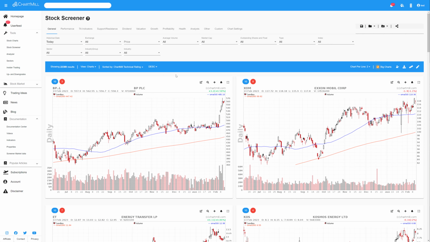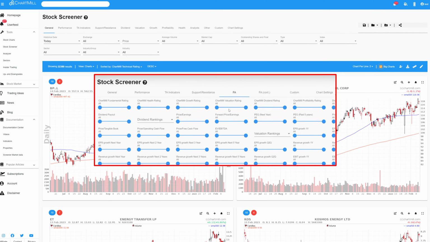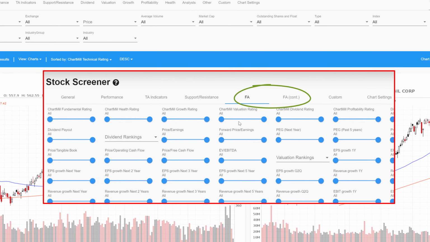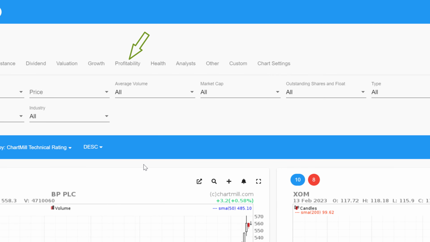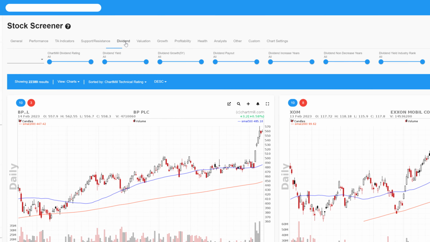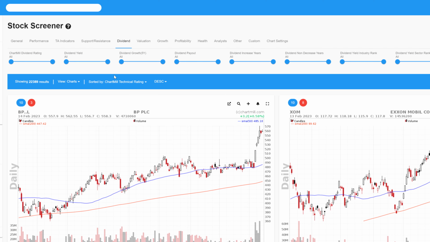All the fundamental filters that used to be grouped under a general fundamental folder have now been split into several categories, being health, profitability, growth, valuation, and so the dividend filter section has also been moved to a separate category. Click the Dividend tab to get an overview of the dividend filters available in ChartMill.